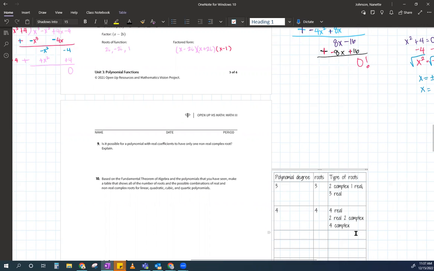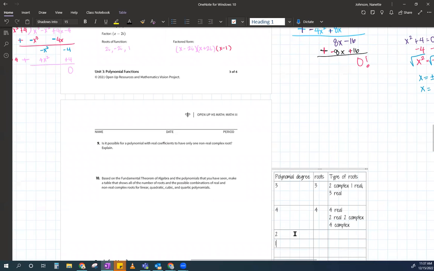There are other ones that you can talk about, like you could have 1 real that hits it 4 times. You remember how we looked at x squared and it was 1 root, but it was multiplicity 2? I'm not talking about those. You can list all those out if you'd like, but I'm really talking about the combinations of them. And then they wanted you to do a quadratic, and they want you to do a linear. So they just want you to fill this out. Okay. Very good.